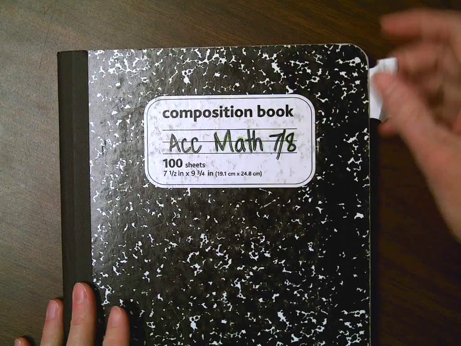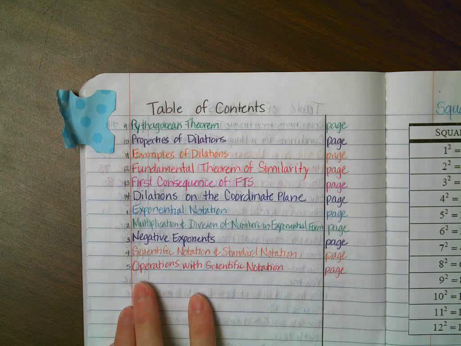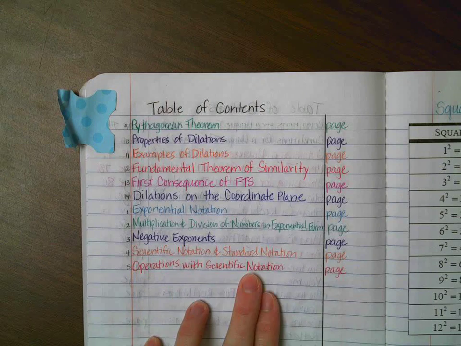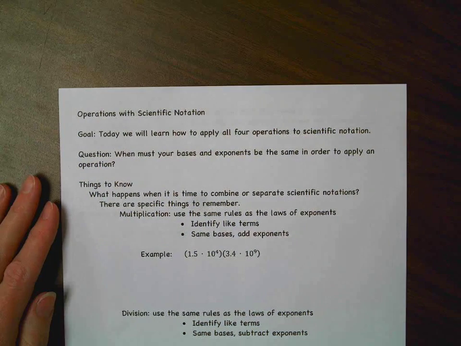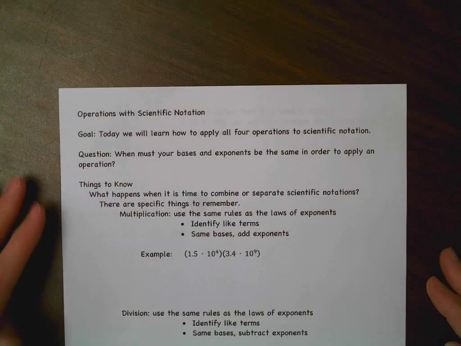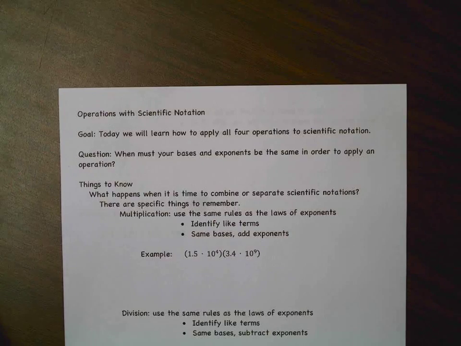We are working in Module 13, and this is going to be Lesson 5, and it's called Operations with Scientific Notation. Okay, here we go. Operations with Scientific Notation. Our goal for today: today we will learn how to apply all 4 operations to scientific notation.